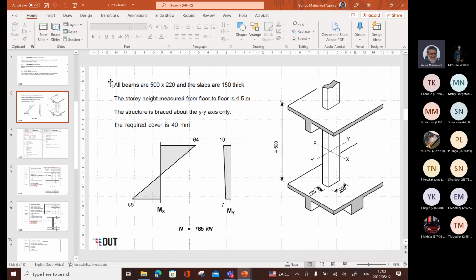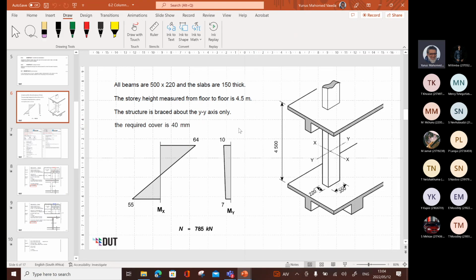500 by 220, the beams and slabs are 150 millimeters thick. The story height measured from floor to floor is 4.5 meters. The structure is braced about the y-axis only, right? So you've got bracing in this direction.